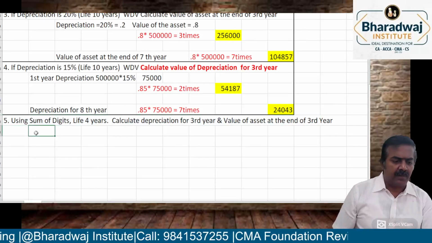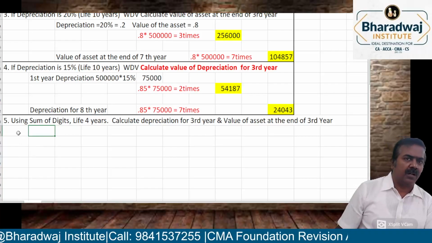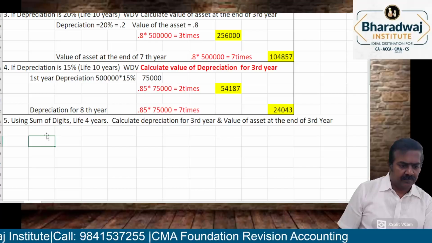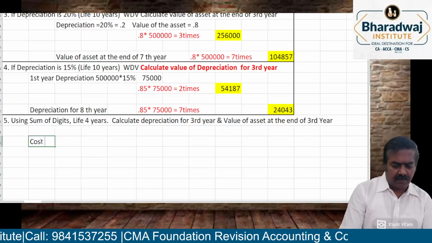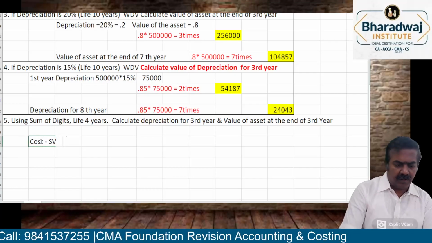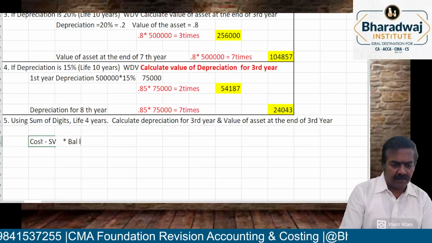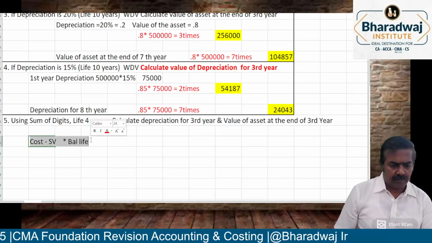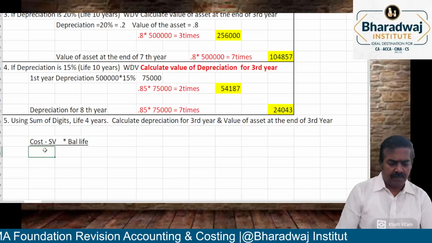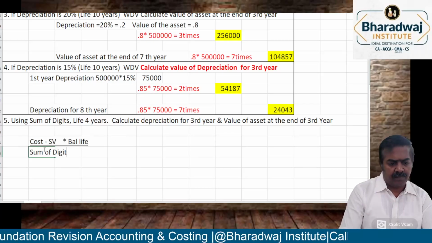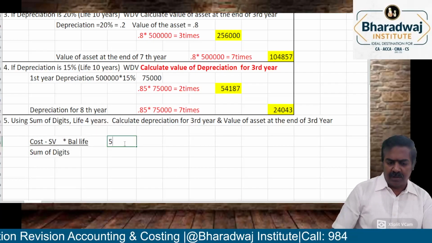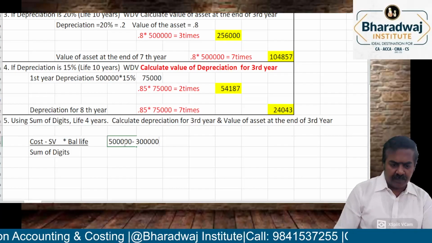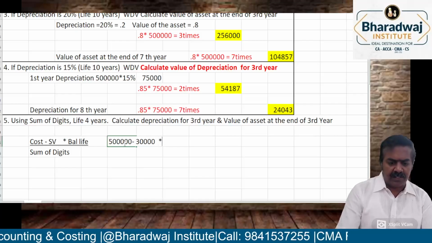Sum of digits will be 1 plus 2 plus 3 plus 4, which is 10. Cost minus scrap value into balance life divided by sum of digits. Look at the original problem. 5 lakh minus 30,000 into balance life. What is the balance life?